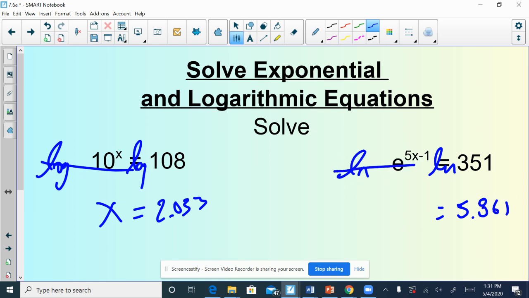ln of e to the power cancel each other out, right? Log base e of e to a power cancels out, and so we get the exponent becoming full size. 5x minus 1 equals 5.861. Now I have a very simple algebra equation I can solve. I would add 1 to each side and get 5x is equal to 6.861, and then divide both sides by 5, and x equals 1.372.